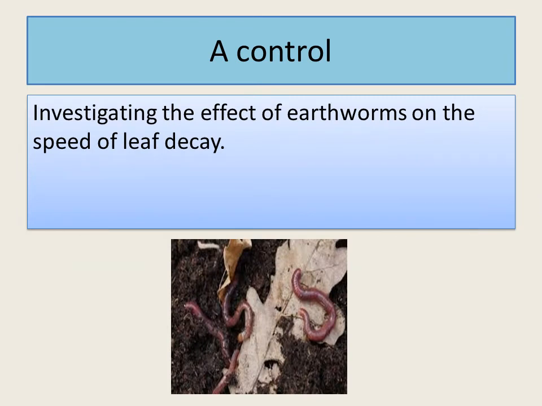If we were investigating the effects of earthworms on the speed of leaf decay, in this investigation I might set up some leaves with different varieties of earthworms or different numbers of earthworms, and then I would be measuring how much the leaves are decaying over a period of time.